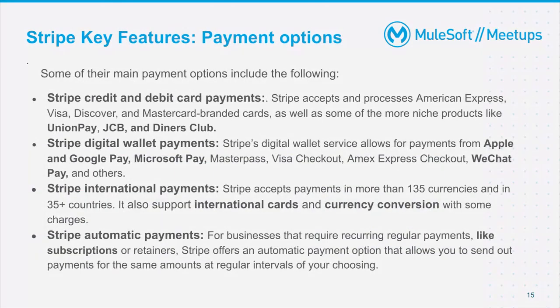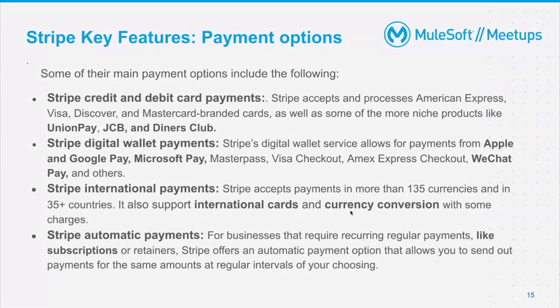So this is about payment, and we should definitely talk about what payment options Stripe provides. We can use debit and credit cards like American Express and Visa, and also UnionPay and JCB; they accept all of these. Apart from that, they also accept digital wallet payments like Apple Pay, Google Pay, and Microsoft Pay. And they also support international cards.